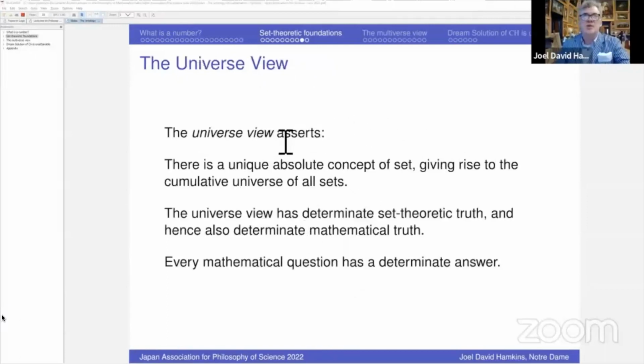So the universe view asserts that there's a unique absolute concept of set, giving rise to the cumulative universe of all sets, just as I described. So the universe view has determinate set theoretic truth and therefore also determinate mathematical truth if one views mathematics as taking place or simulated within set theory. So in that sense, every mathematical question would have a determinate answer in the set theoretic universe.